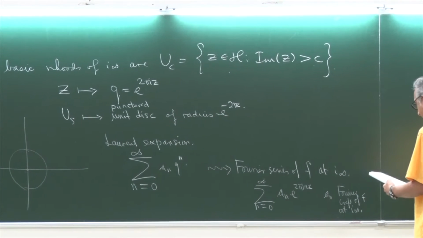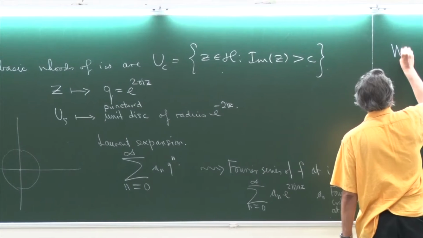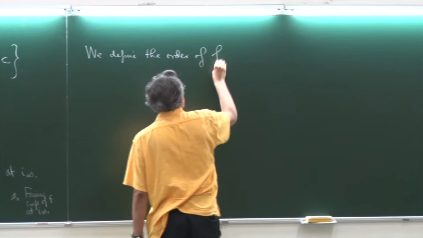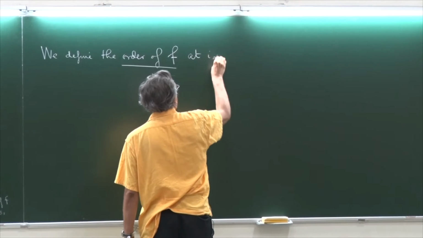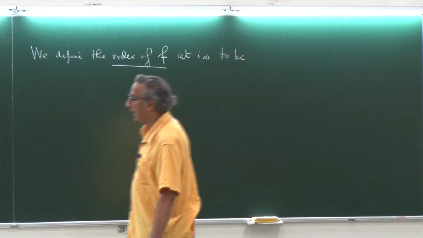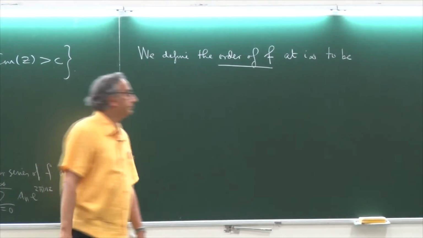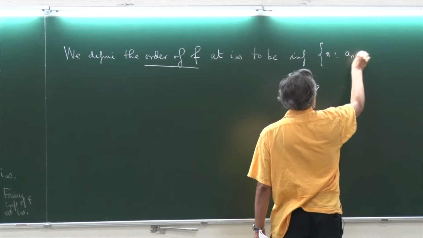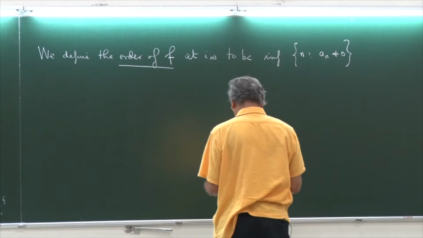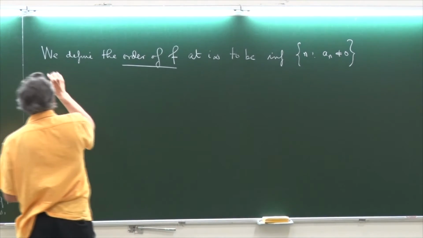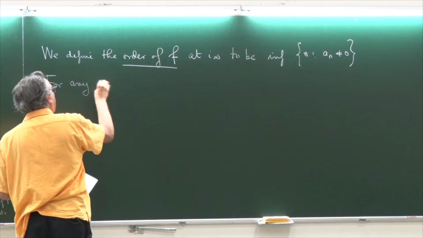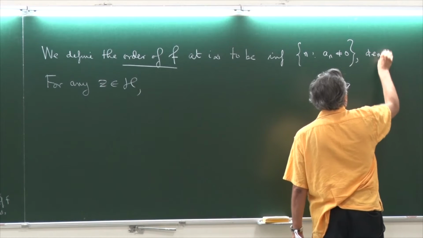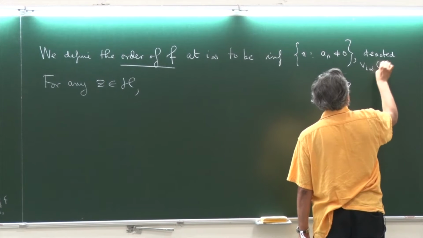Okay, so we have that. We define the order of f at infinity to be the smallest n for which a_n is not 0, the infimum of all the n such that a_n is not 0. This is denoted v_infinity of f.